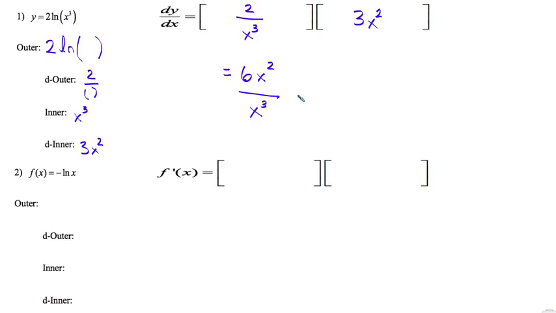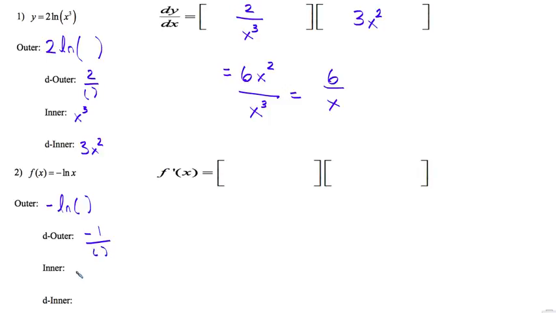And we can simplify this one more step. You can see that this is clearly 6 over x. This power is 1 greater than this one, so that's where the x comes from. If there are questions about this, you can ask me after class or before class or lunch. Just ask me. All right, here we go. Number 2, the outer. Outer is natural or negative natural log of something. So daughter is negative 1 over that something.